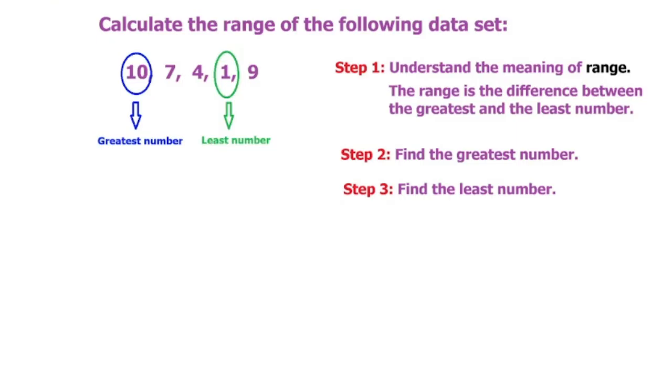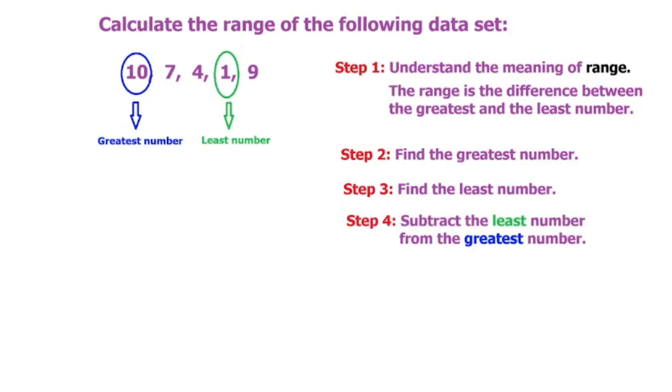Okay, so now all we have to do is subtract the two to get the range. Subtract the least number from the greatest number. So that would be 10 minus 1 equals 9. So finally, the range of the data set is 9. And that's how simple that is.